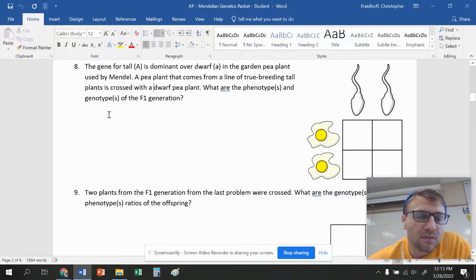So like the big A, how many of these would be big A? How many of these would be big A, little a? How many of these would be little a? I would write the ratio, so like 1 out of 4 equals 25%. I do both the ratio and percent.